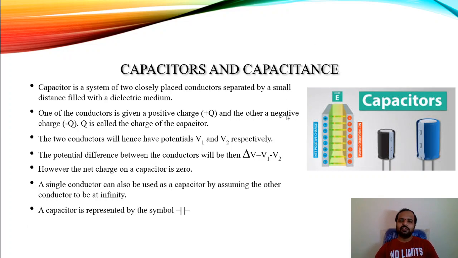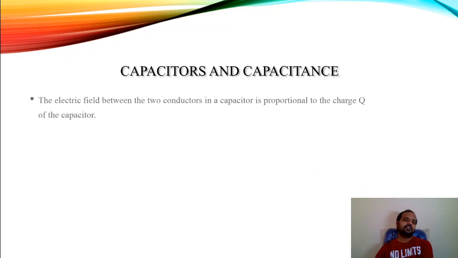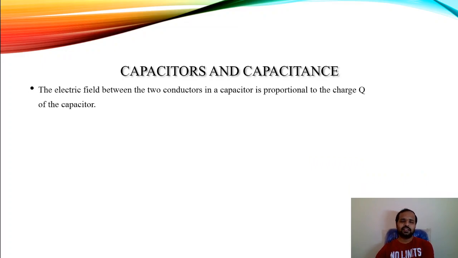Now, the symbol of a capacitor is just showing two parallel lines and the horizontal connecting wires on either side of these two parallel lines. This is how we actually represent a capacitor in case of an external circuit.